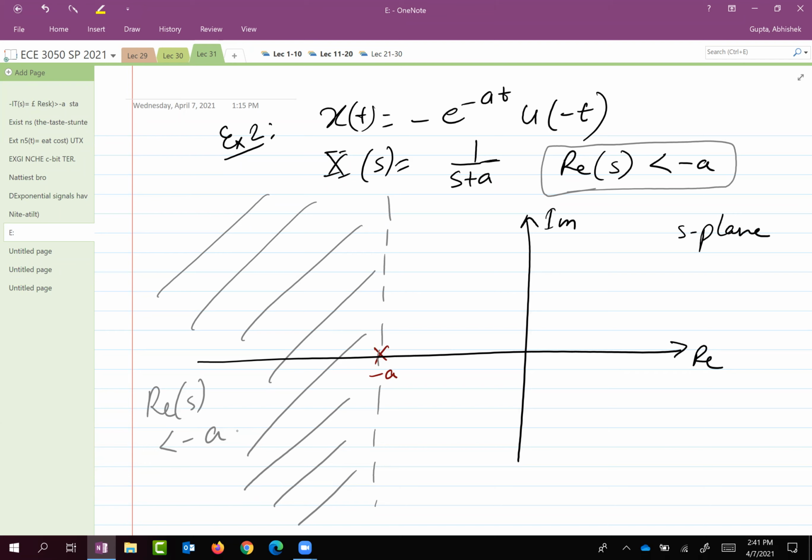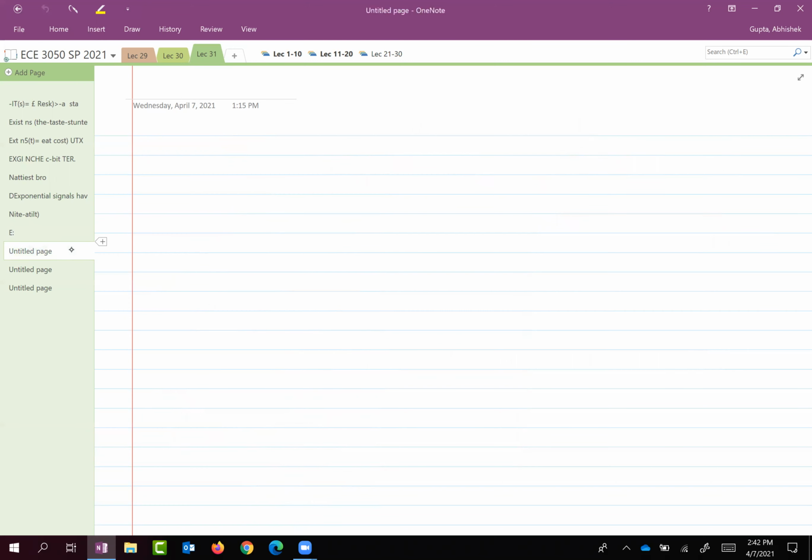Okay. So we see that in example 1 and example 2, there is a very peculiar phenomenon where the Laplace transform is the same, but the regions of convergence are quite different. So I just want to introduce two different types of signal, which are the examples in example 1 and 2. So one is the right-sided signal.